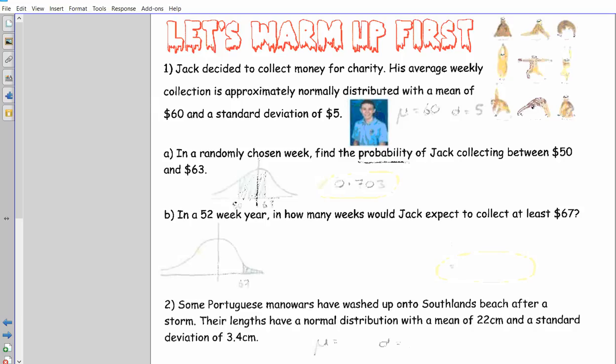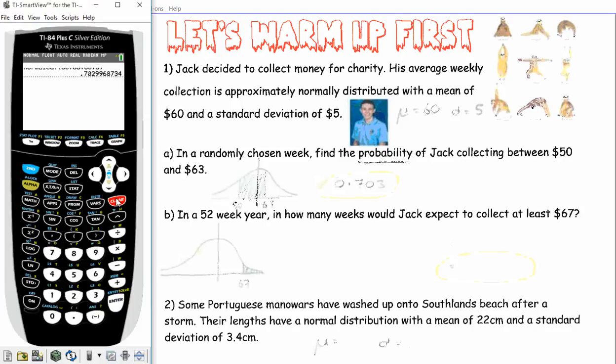So let's work out the probability first of all with our calculator. Let's do that. Go second vars. Select number 2, normal CDF. Our lower bound is the 67, so let's type in 67. Our upper bound is positive infinity, so remember we put that in as 1, second comma, to make E99. 1E99. Our standard deviation is still 5 and our mean is still 60. So we can go on to paste.